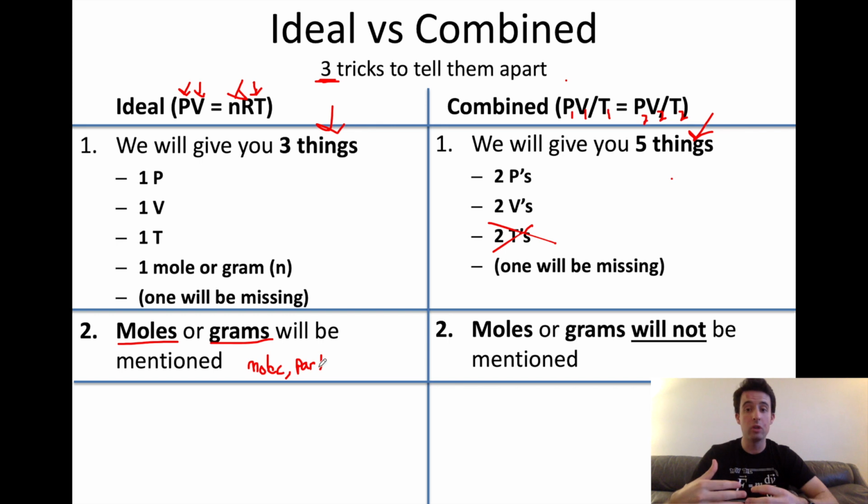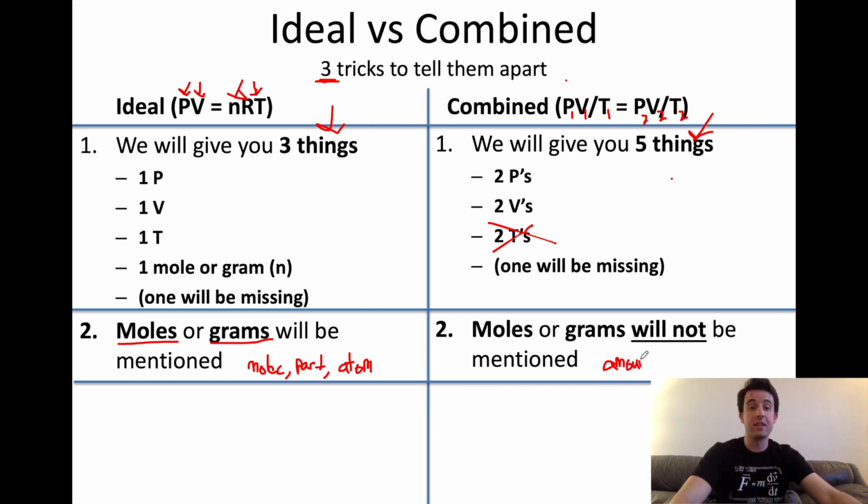If they're not mentioned, first off, make sure they don't say particles. Make sure they don't say molecules. Make sure they don't say atoms. If they don't say anything about that, it's combined gas law. PV over T equals PV over T. So no mention of moles, no mention of amount of anything is what you're looking for in a combined gas law. And if you do see that, it's gotta be ideal.